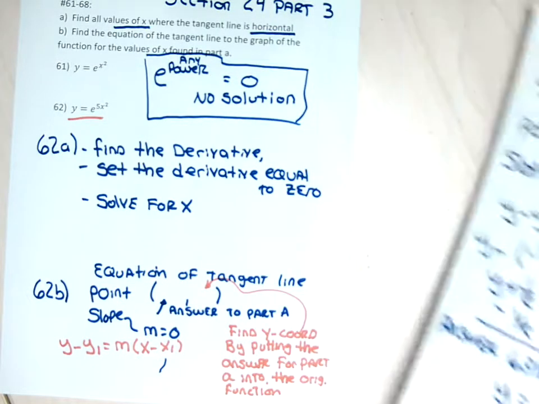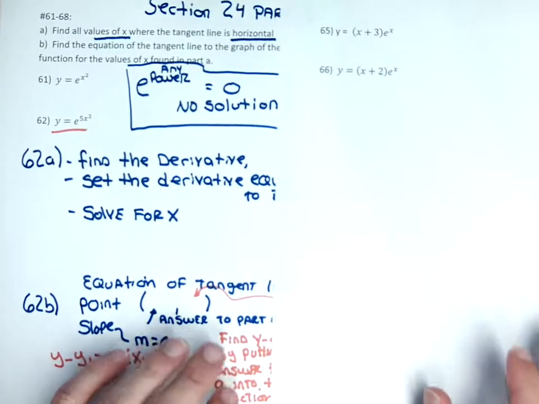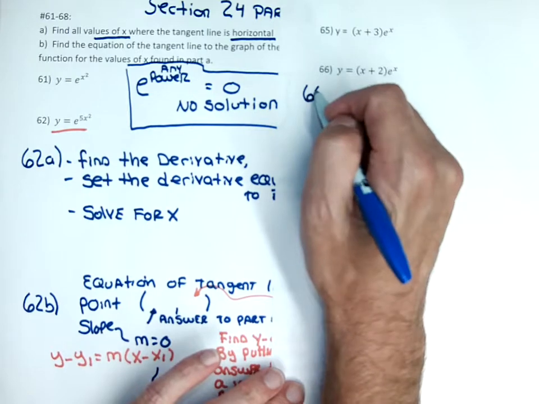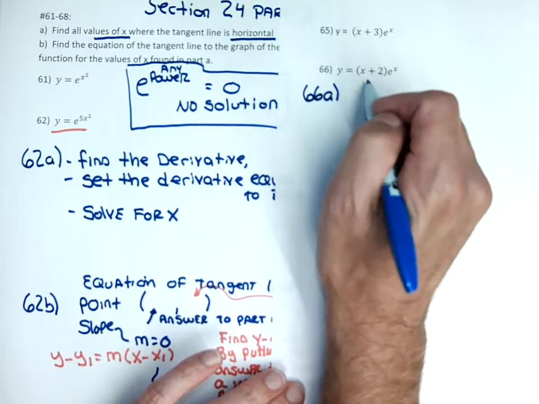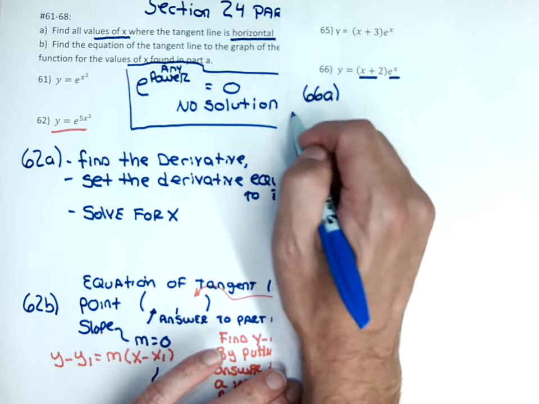So 2 more. You can try 65. I'm going to do 66. So for 66, part A, I need to find the derivative. There's multiplication. Both factors have an x. I need to use the product rule.